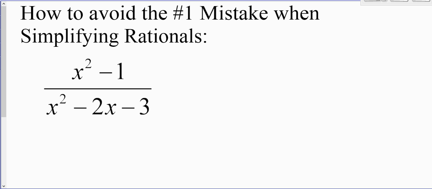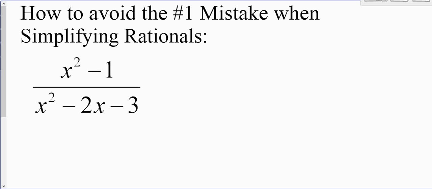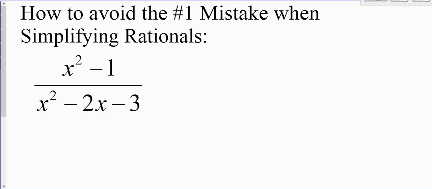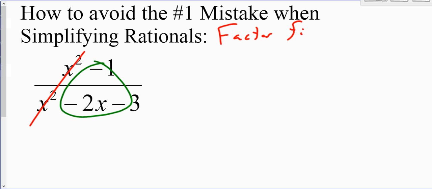Okay, so the number one mistake that I see when simplifying or working with rational functions is that students like to cancel things out that they see in the numerator and denominator, and they'll just cross them out like that. We cannot do that because we have addition and subtraction here. The only time we can cancel things out is if they're factored. So to avoid this number one mistake, factor first.